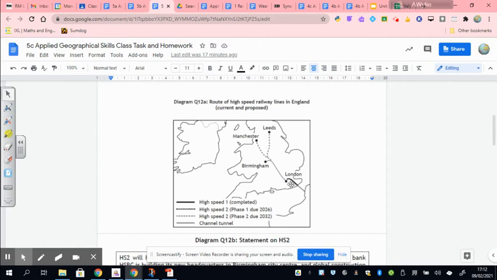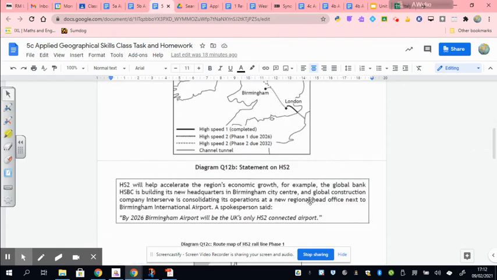And then we can see down here, we're given a further bit of information that High Speed 1 has already been completed, and that connects with the Channel Tunnel. Okay, so you would be expected to at least lift one piece of information from this source. Likewise, you're given some information here from a statement on HS2. You should be lifting one piece of information and using it to answer one of the parts of the question.